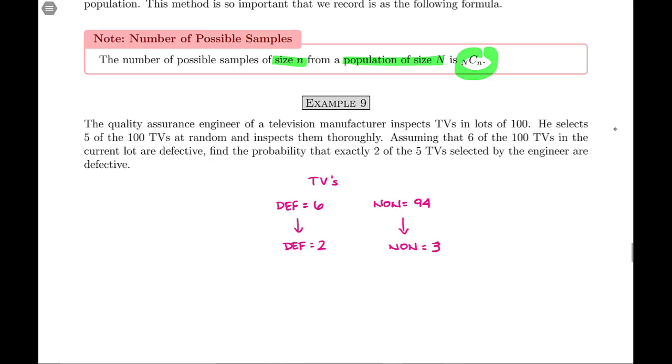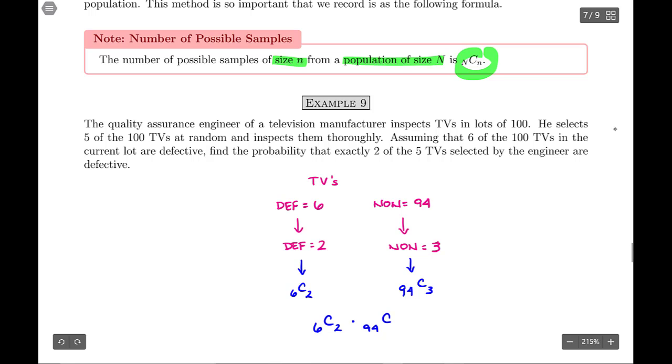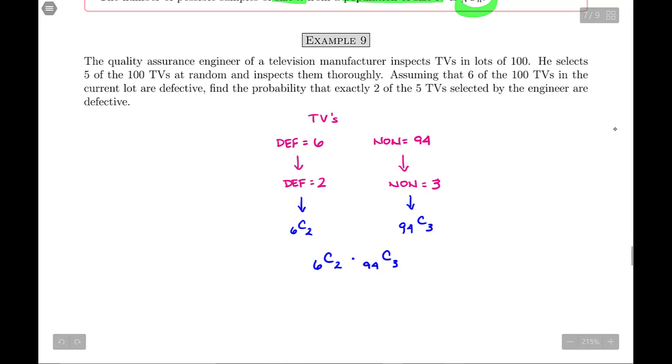That can be expressed, just this column is 6, choose 2. Then in the other column where we have the non-defective TVs, we have 94 that are non-defective. Out of the sample of 5, we have to have 3 that are non-defective in the context of this problem. So that's going to give us 94, choose 3. And then what we do with these values is the multiplication counting principle. We take 6, choose 2, times 94, choose 3. And this will give us our probability. Or it'll help generate the values we need for our probability.